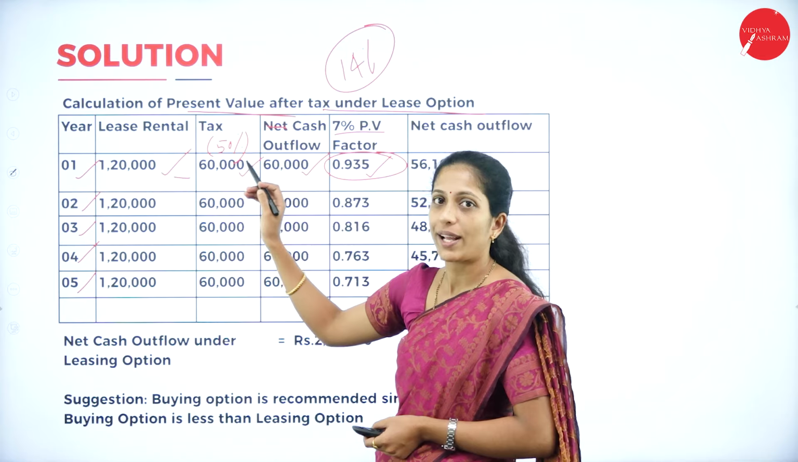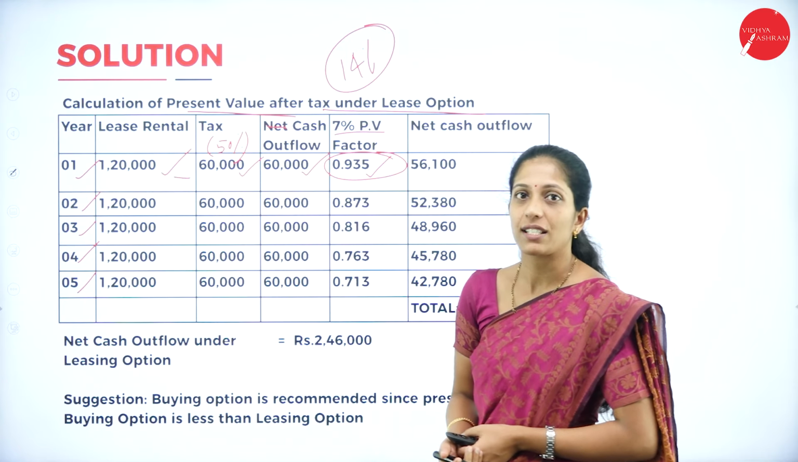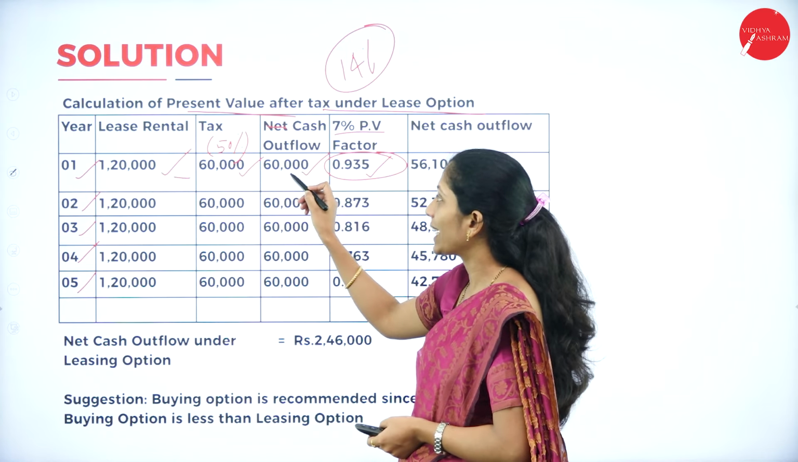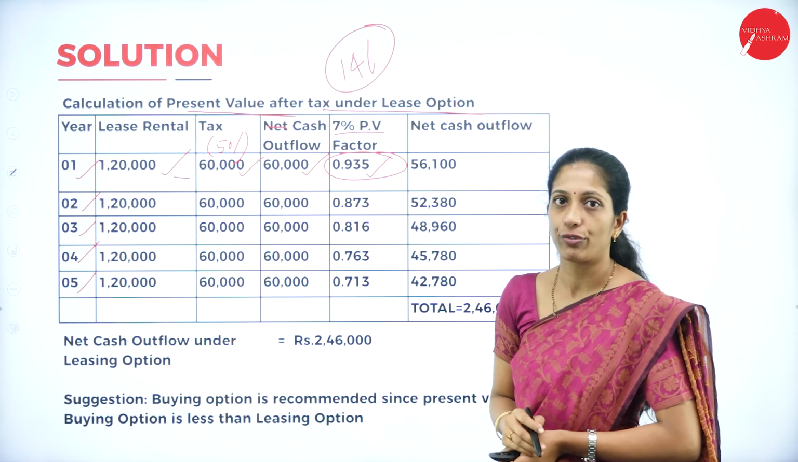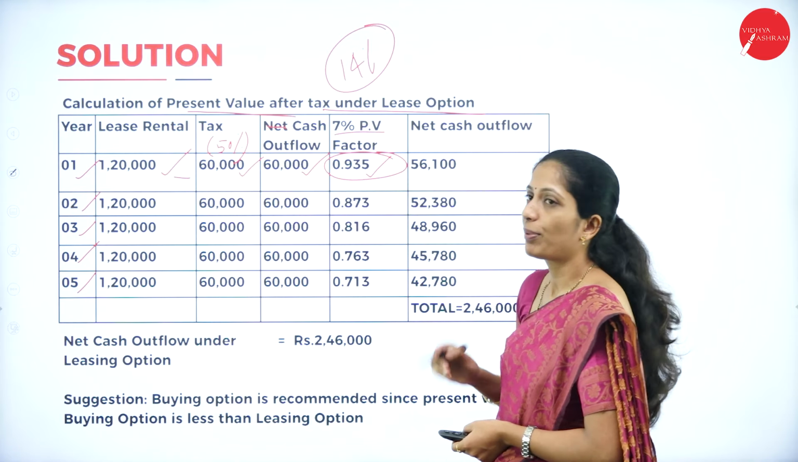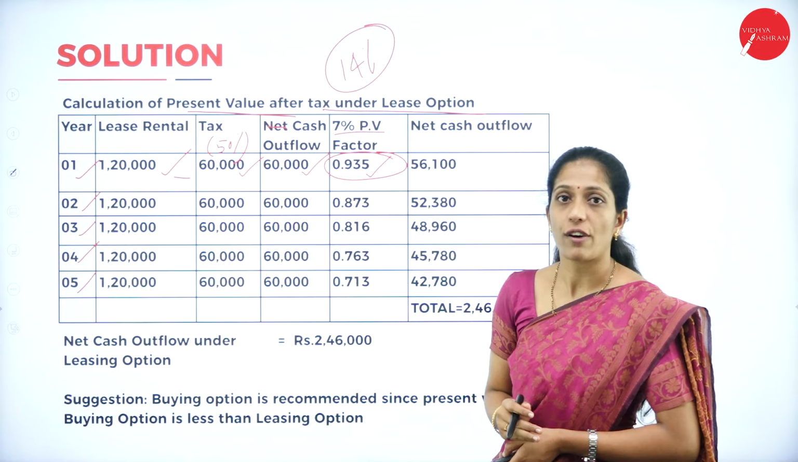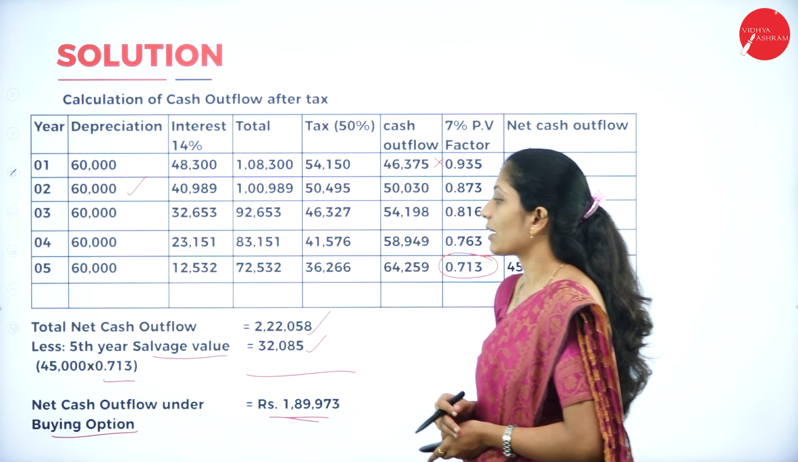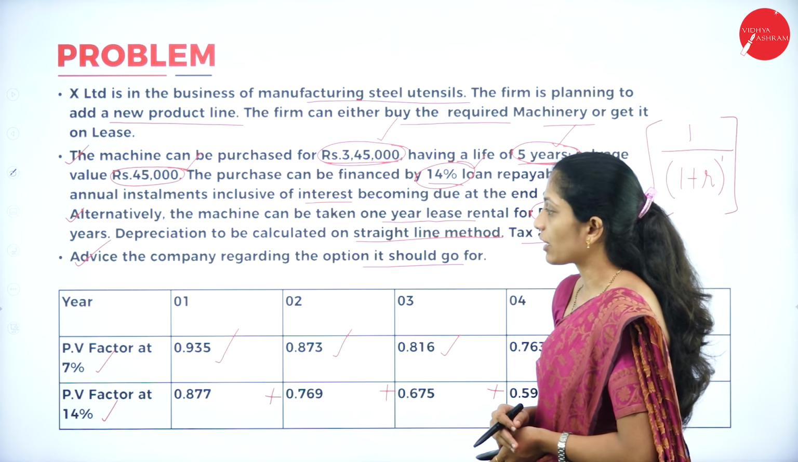Lease rent was 1,20,000 less 50% tax, so that is 60,000. So we'll get 60,000 as cash outflow. Now we have to apply the PV factor, that is the PV factor of 7%. Now they have given this in the question. So what is the PV factor of 7%?